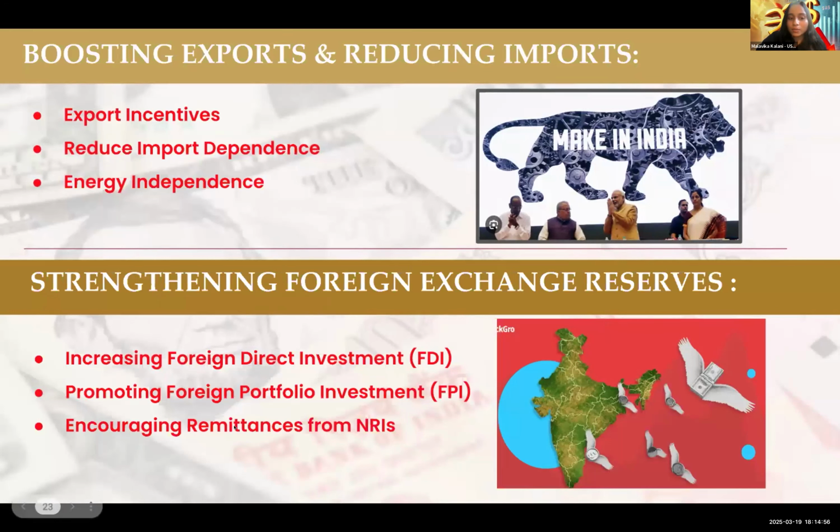Attracting more FDI by improving investor confidence and the ease of doing business will eventually lead to a greater demand for the rupee. Additionally, promoting FPI with better tax incentives and stable policies will lead to more purchase of Indian stocks by foreign investors. Lastly, higher interest rates on NRI deposits can encourage remittances, which will lead to more money flowing into the country. Over to Archana Vora.